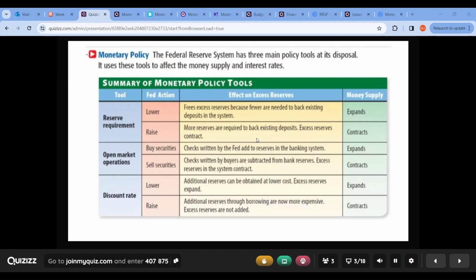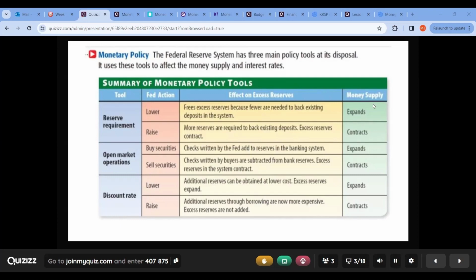And with open market operations, if they buy securities, that increases the money supply. When they buy securities, the Bank of Canada writes checks to add to reserves in the banking system, so that increases the money supply. If they sell securities, that decreases the money supply. And if they lower the discount rate, the interest rate, that increases the money supply. If they raise the discount rate, that reduces the money supply.